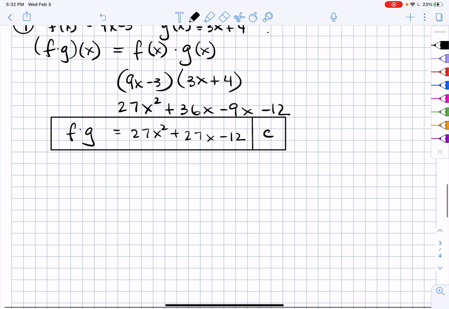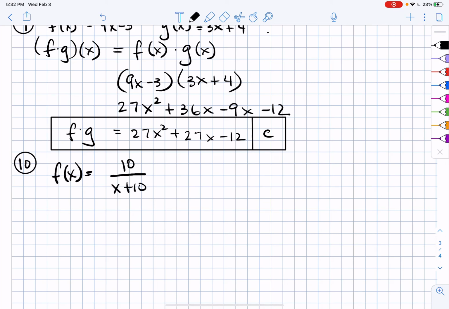And number 10. Okay, number 10. So this gives me two functions. F of x is equal to 10 over x plus 10. G of x is equal to 10 divided by x.